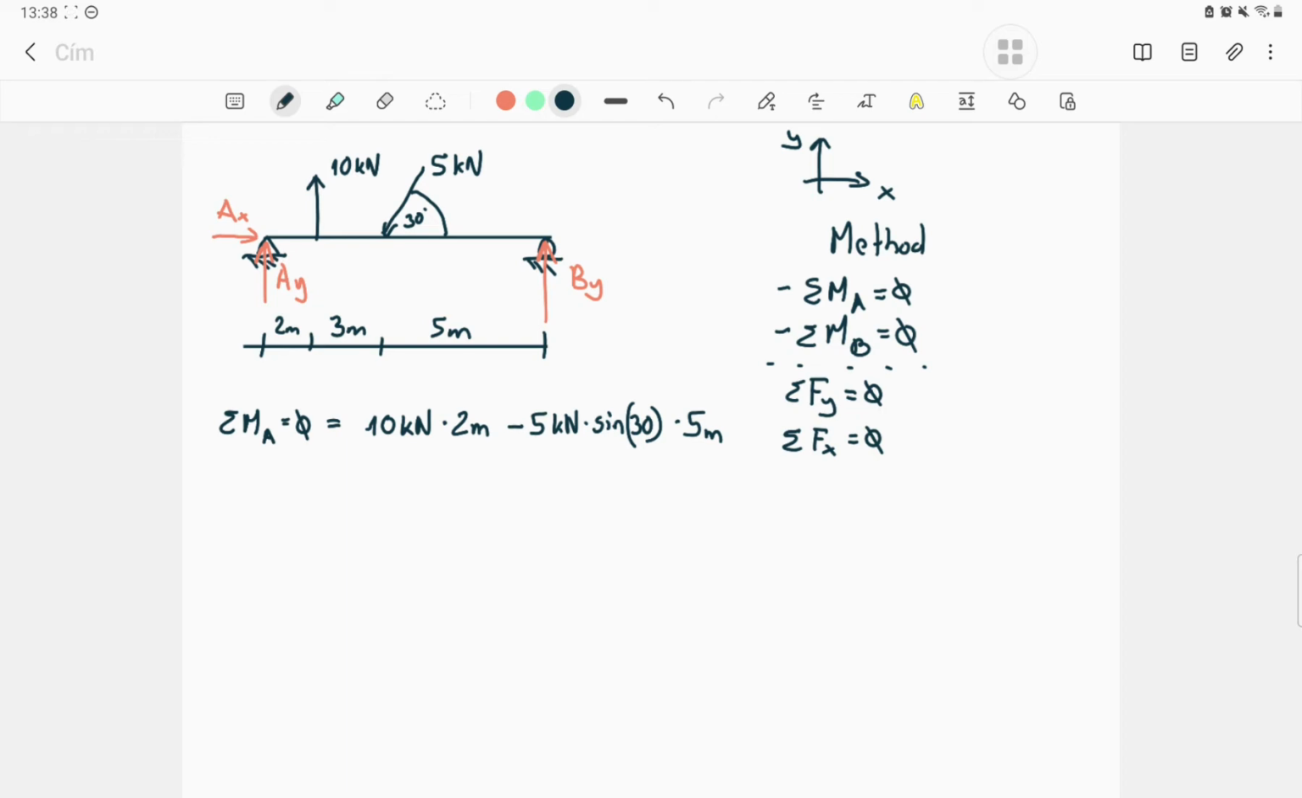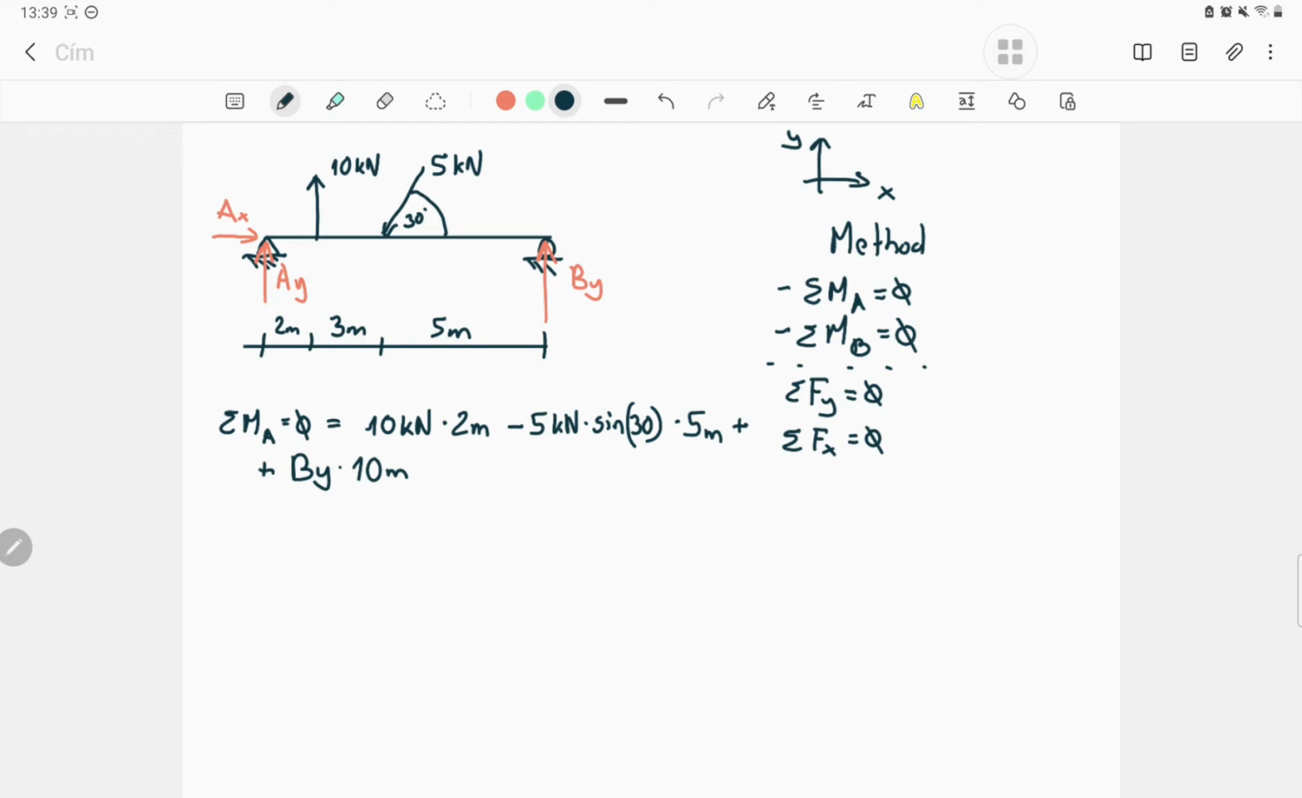Okay, the B_y is unknown, we don't know how much that one is. We don't know if the direction is up or downwards, but we have to draw something. Now I drew it going up. If it's true, inside this equation, this will be a positive rotation around the A. So I have to write here B_y times the distance, which is 10.